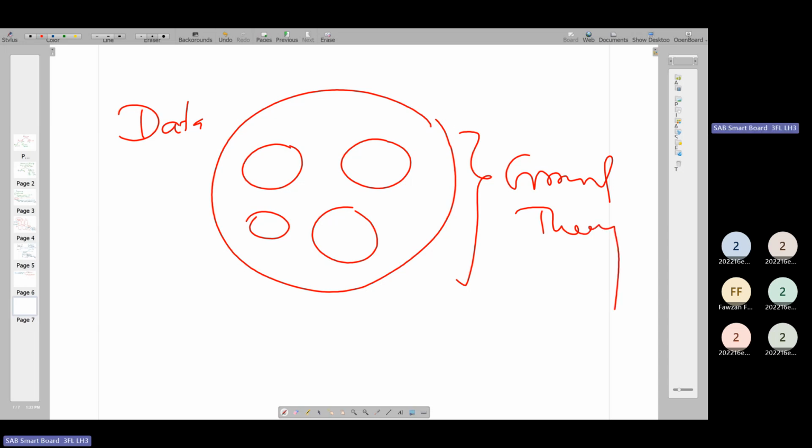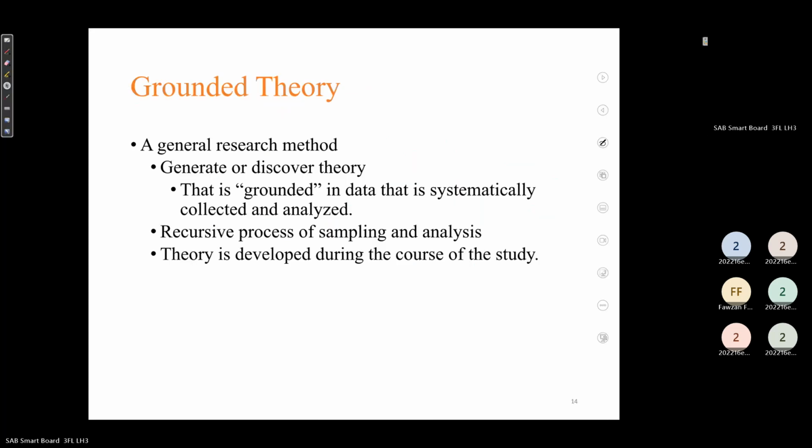But you need to have data: interview data, questionnaire data, observations, and like that. You are going to get a lot of data, and you are going to see common patterns out of that data and come up with a theory. That's called grounded theory. The typical grounded theory is that.